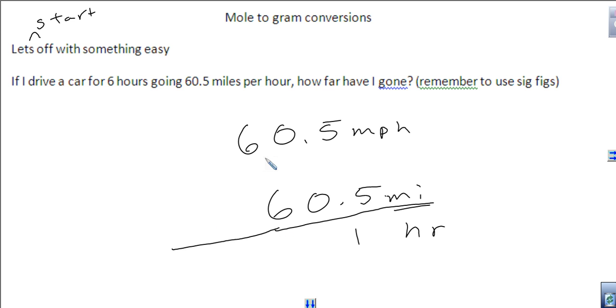So if I just told you, hey, if I'm going 6 hours and I was driving 60 miles an hour, all you do to figure out how far you've gone is multiply those two numbers, right? Here's the reason why it works. Whenever I set it up 6 hours, my hours cancel out, and I'm left with 60.5 miles. Now, the reason why I said let's start off with something easy is because this is going to set us up into what we're doing today.